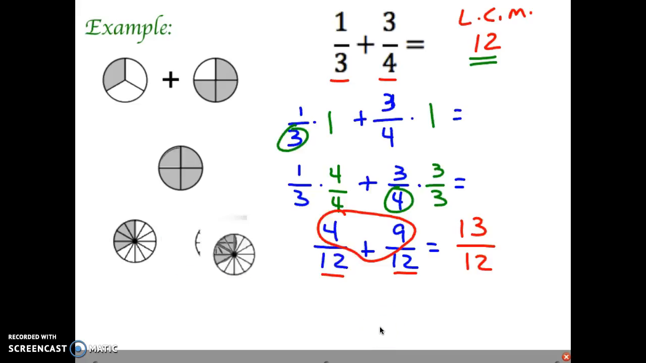All right, so if we take 8 of those 12 sections and fill in with the 4 sections we got, we end up with the whole unit, and we got a little bit left over. So we're going to have 1 whole unit, and then we got 1/12 left.